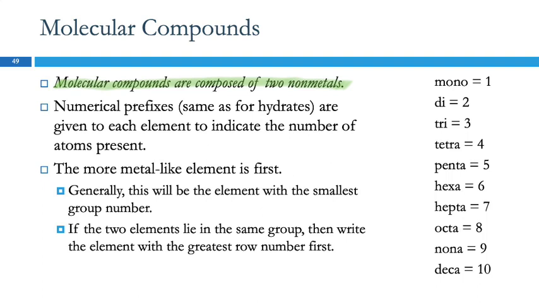You may wonder, why do they write the nitrogen first and the oxygen second? Why don't they do it the other way? Why is it H2O and not OH2? We put the more metal-like element first, and it's usually the one to the left. You don't really need to know that, but I know some of you are curious about that.